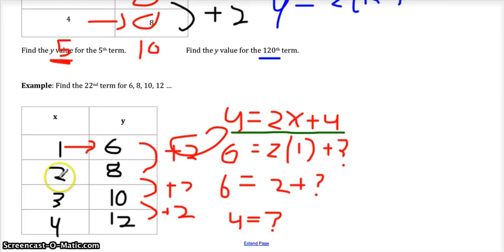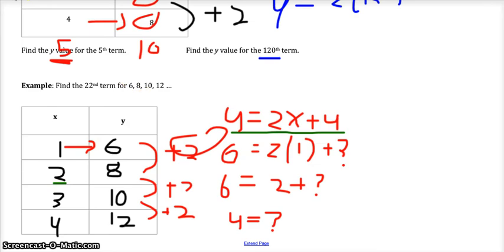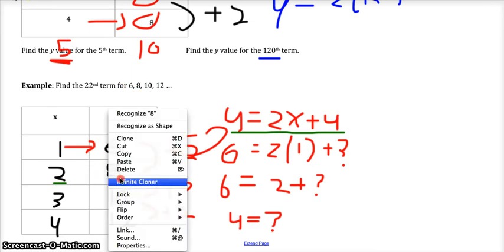Let's see if this works if we substitute the 2 in for the x. Y equals 2 times 2. 2 times 2 is 4, plus 4 gives you 8. And let's see if I can get that screen back. Yes, thank goodness.